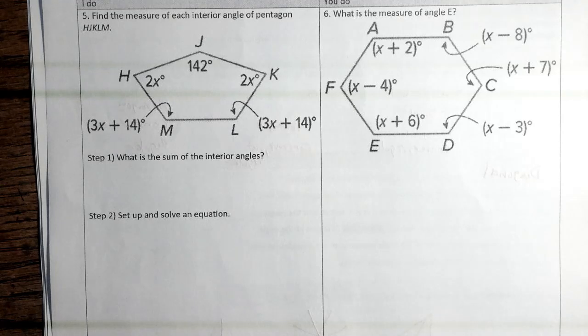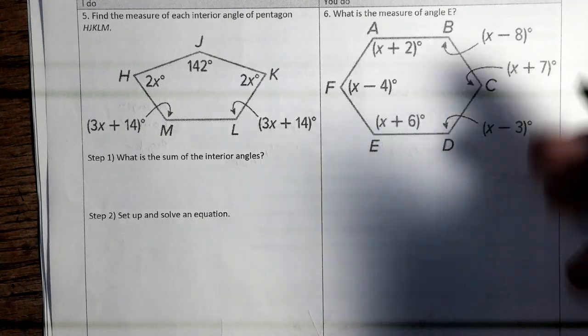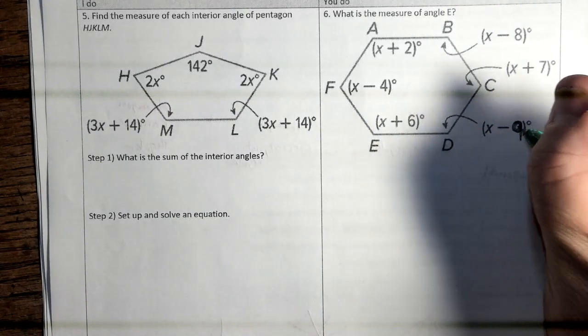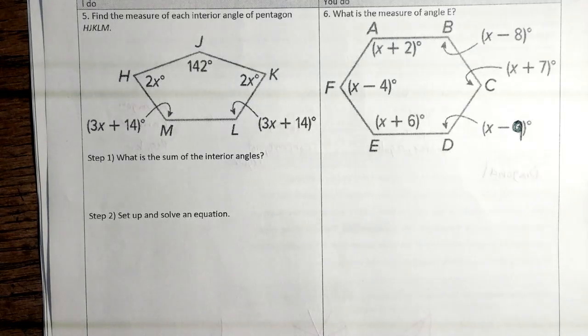Excuse me, one second. And here, we have a typo. Number 6, this should be x minus 9. So, pardon me for that. Now, back over to number 5.